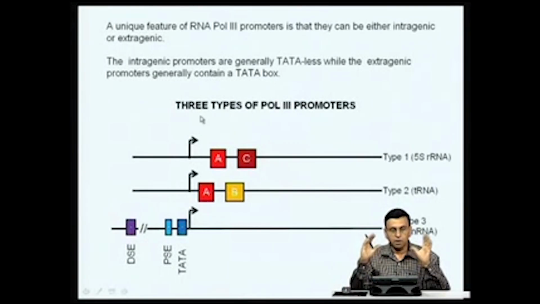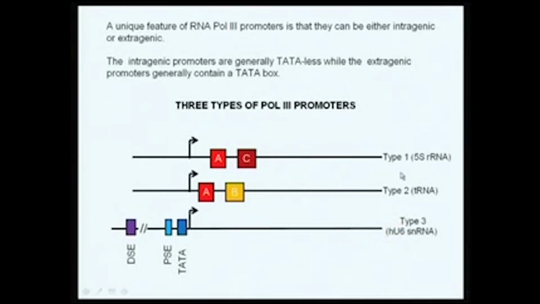So, let us just take a bird's eye view of what these 3 different Pol III promoters are, what the major elements are, and then we will take each one of them and discuss in greater detail. Basically, depending upon whether the promoters are intragenic or extragenic, the Pol III promoters are of 3 major types. They are called type 1, type 2 and type 3. The best example for the type 1 promoters are the promoters of genes encoding 5S ribosomal RNA.